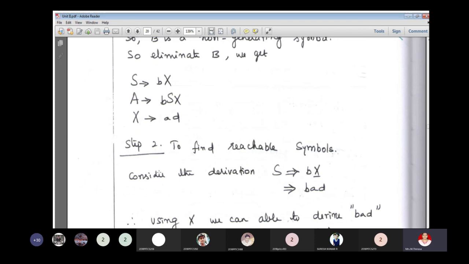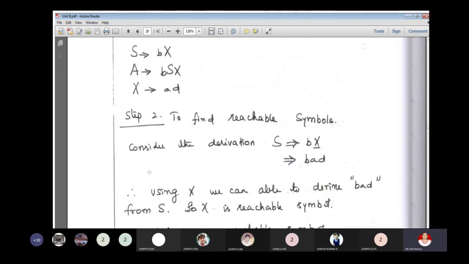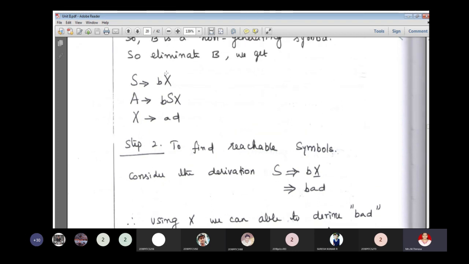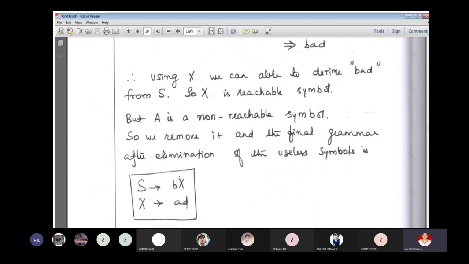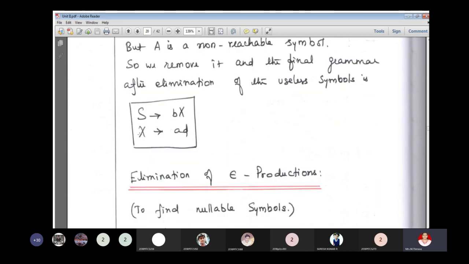to Ad. Next, what you have to do is find out the not reachable symbols. Okay. So X is reachable, but not S, but not A. A is not reachable from S. So what you can do is eliminate A. At last, you can have the usual production rules as S tends to Bx and X tends to Ad.